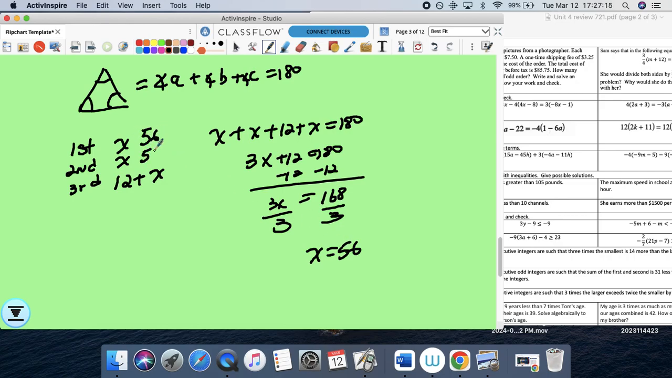The second angle is 56. And the third angle is 12 plus 56, which is going to give us 68. So it's an isosceles triangle. Let's just make sure that 56 plus 56 plus 68 equals 180. And if it does, we're good. 56 plus 56 plus 68 equals 180. Look at that.